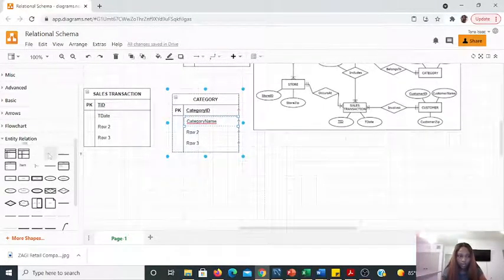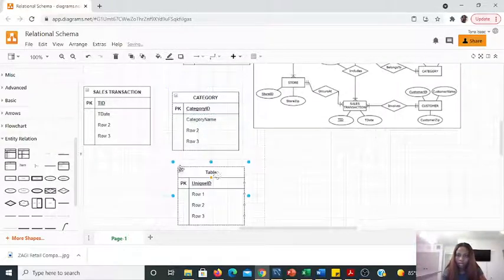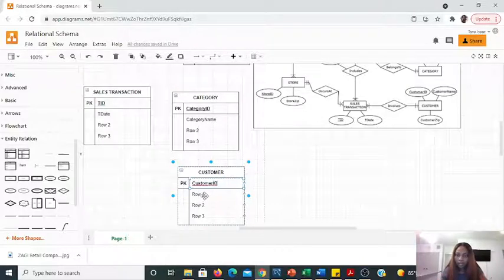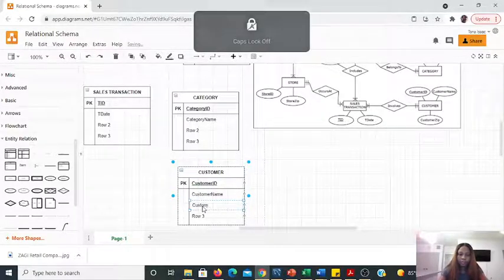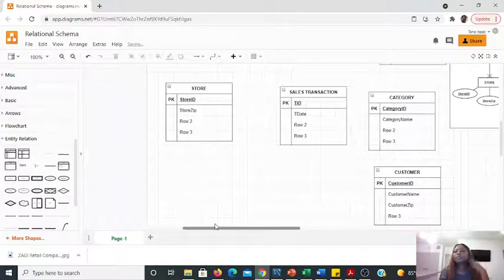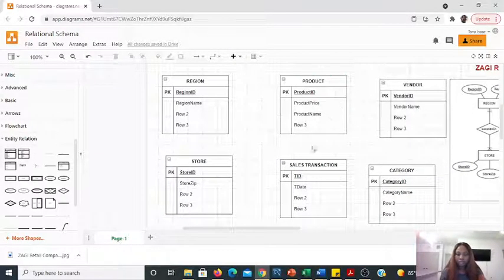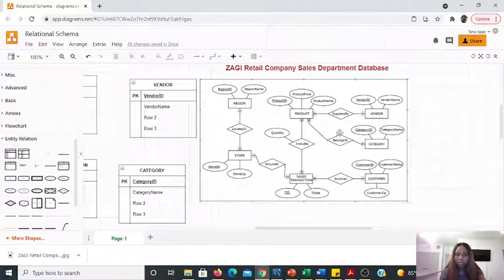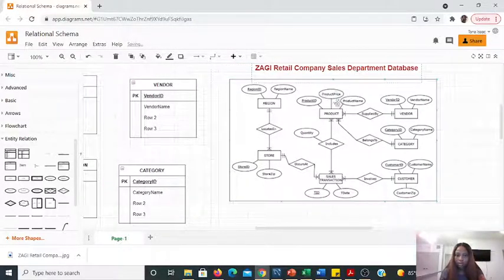And the last one is customer. So we have the customer table. The primary key is customer ID, then customer name, and the attribute customer zip. So now we have the entities and their attributes in this table. The next step is to look at the relationships between them.